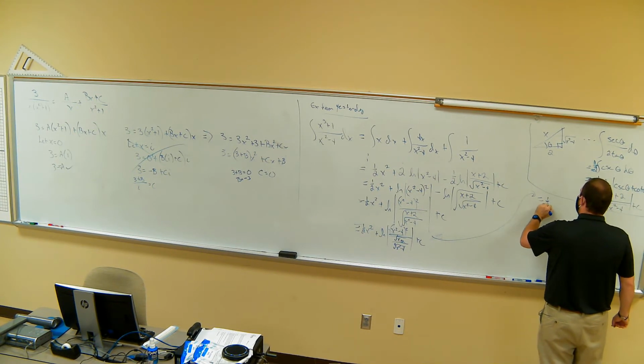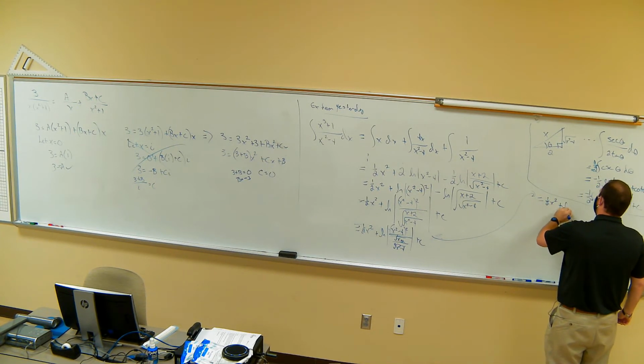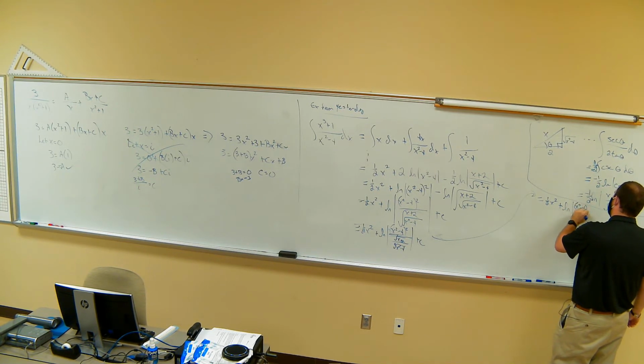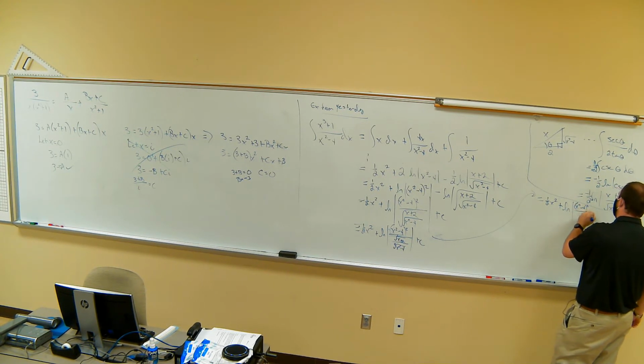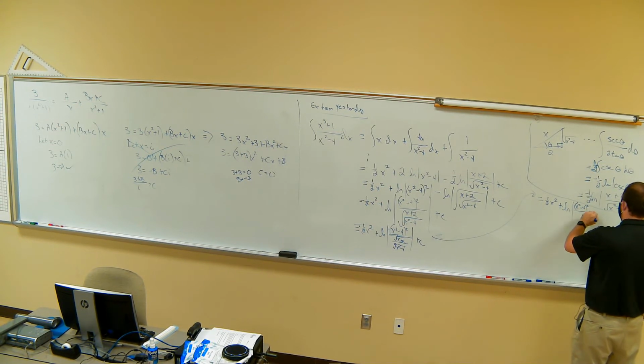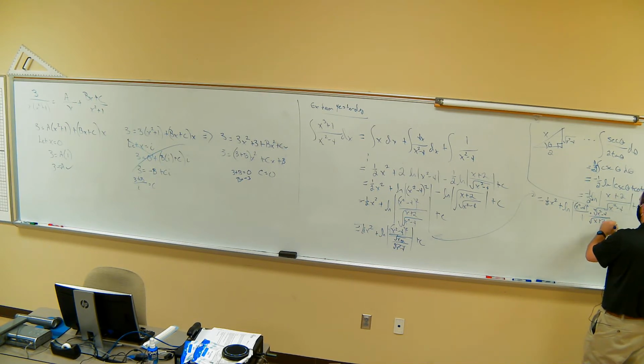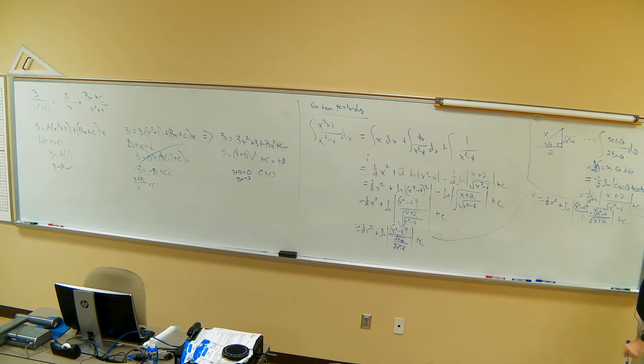So you end up 1/2 x squared plus natural log absolute value of x squared minus 4 squared over 1 technically times fourth root x squared minus 4 over square root of x plus 2 plus c. Okay.